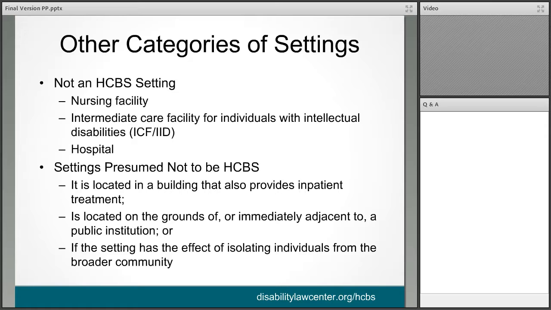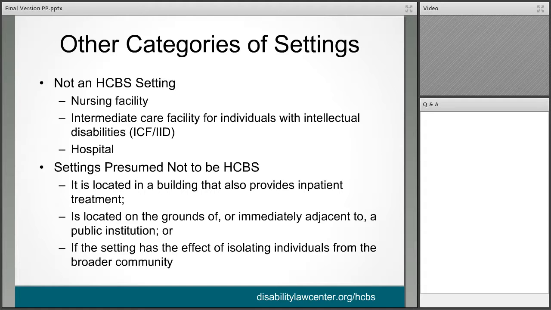Okay, and so now we're going to talk about heightened scrutiny, and I'm just going to do a little introduction first of all. There are settings that are not considered an HCBS setting where we can't bill for waiver services. These are institutions and include a nursing facility, an intermediate care facility for individuals with intellectual disabilities, or a hospital. But then there's a second category of settings, and these are settings that are presumed not to be HCBS. And there are three parts to these presumptively not HCBS settings.